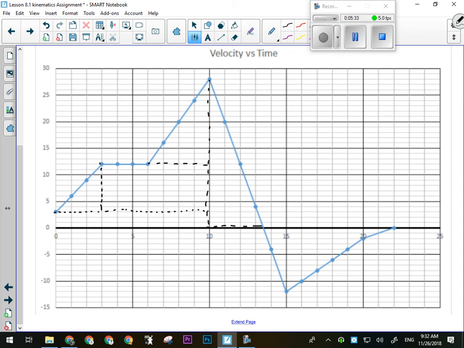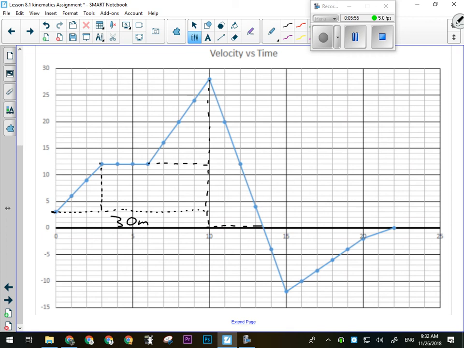Now all I have to do is go average velocity times time for each shape. So for this rectangle here, the average velocity during this long rectangle is 3 meters per second, right? Because that's where 3 is. And it's 10 seconds long. So 30 meters during that rectangle, 3 times 10.